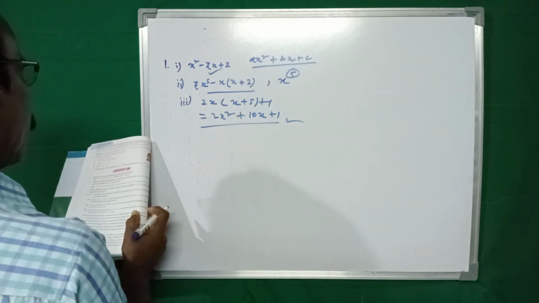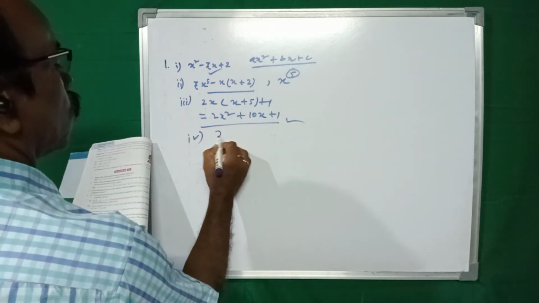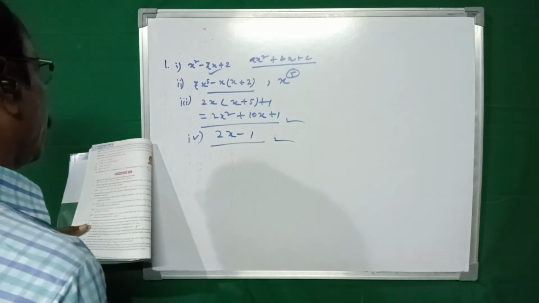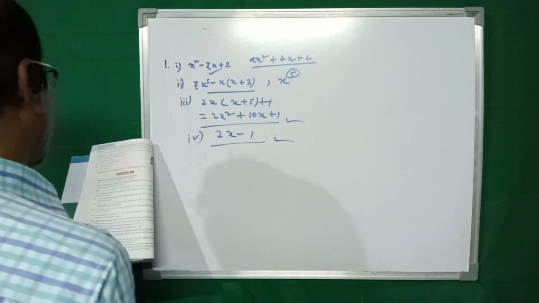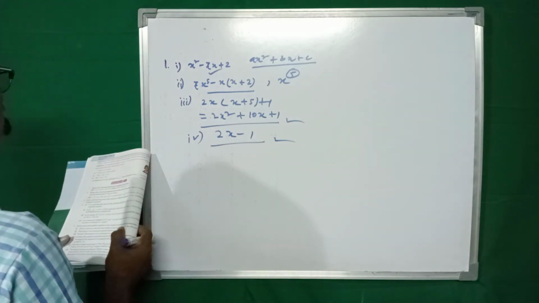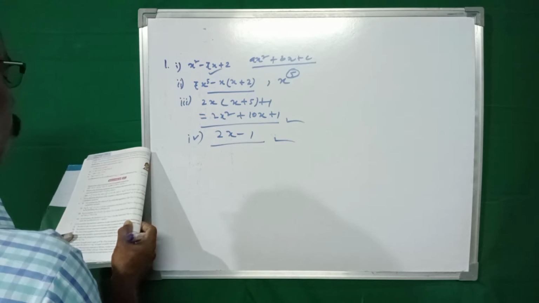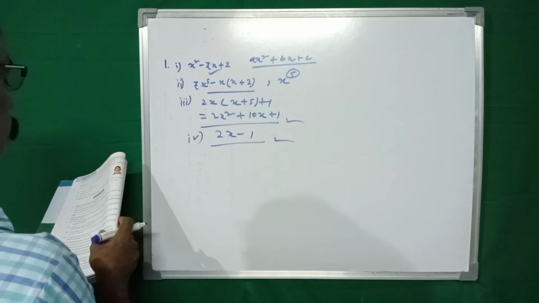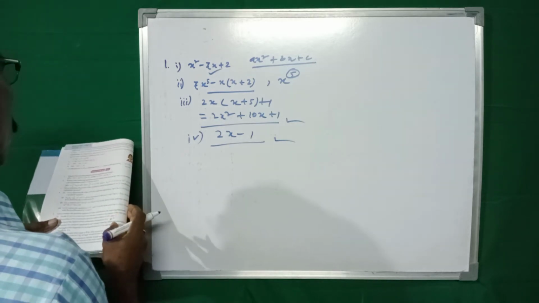Am I clear, my dear student? Now, in question number 4, 2x minus 1. It is also not a quadratic polynomial. Now, we can go to the second question. Which of the following equations can be written in the form ax square plus bx plus c is equal to 0, where a, b, c are real numbers and a is not equal to 0.